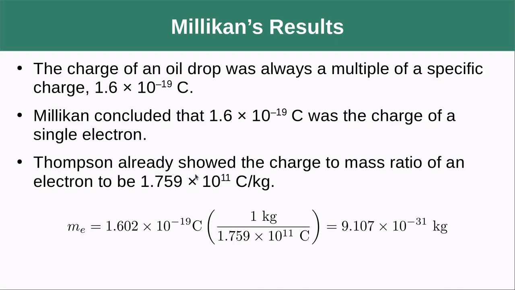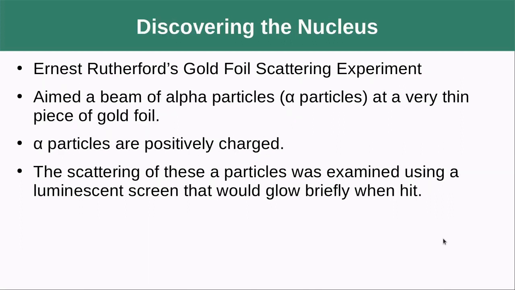Since Thomson had already shown the charge to mass ratio of electrons, it's pretty trivial to figure out the mass of the electron then. So we have the coulombs that Millikan found. We can divide that by the charge to mass ratio that Thomson found here. And we find that an electron weighs 9.107 times 10 to the negative 31 kilograms, which is really, really small. Not much mass at all.